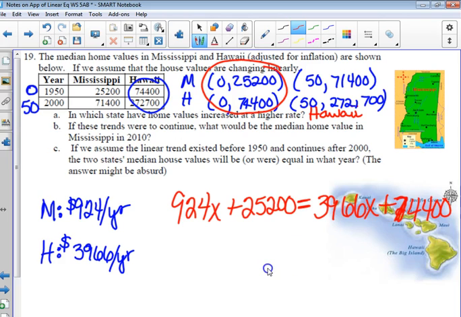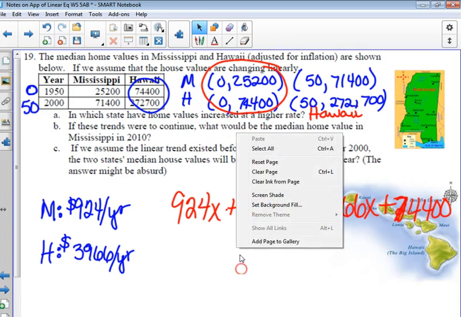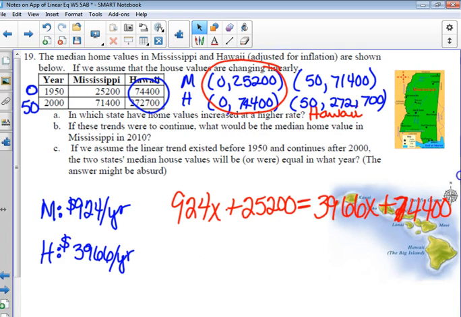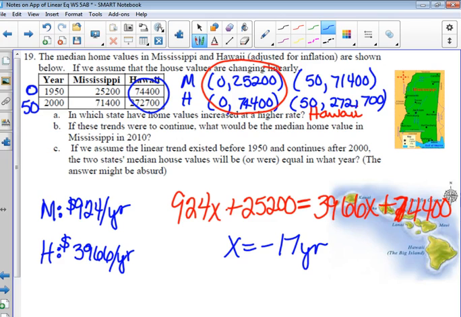Okay, solve that equation. How fast can you solve that equation? I think it's a negative answer. I think it's negative 17. But that just means before 1950.